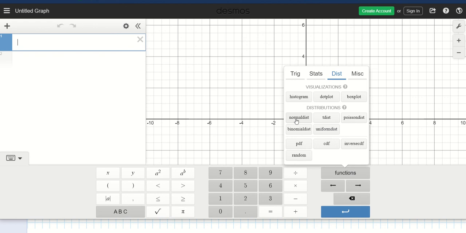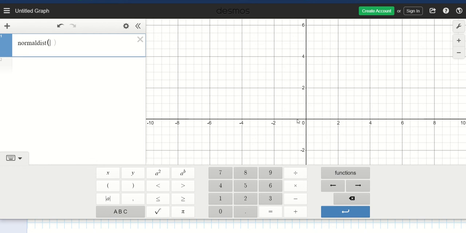Now there's other distributions here that you might learn. If you take calculus in college, you're going to learn about the Poisson distribution, the binomial distribution, but we're only concerned about this one, just the normal distribution. So you're going to click on this one, and it's going to give you the name of the function, so later on you can just type it in. And it says normal distribution, open parentheses, and then mean, comma, standard deviation. So what you need to do is enter the mean and the standard deviation.